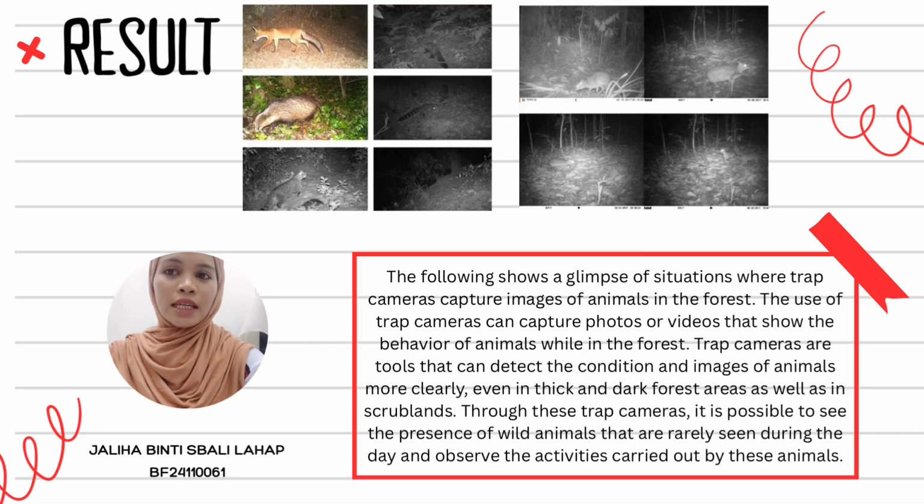Next, the following shows a glimpse of a situation where trap cameras capture images of animals in the forest. The use of trap cameras can capture photos or videos that show the behavior of animals while in the forest. Trap cameras are tools that can detect the condition and images of animals more clearly, even in thick and dark forest areas as well as in scrublands. Through these trap cameras, it is possible to see the presence of wild animals that are rarely seen during the day and observe the activities carried out by these animals.